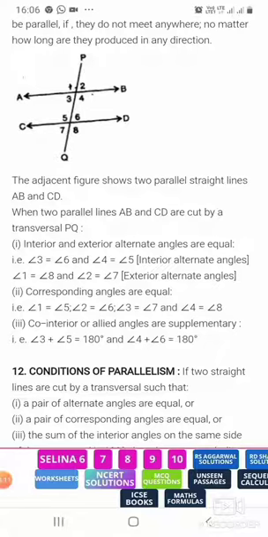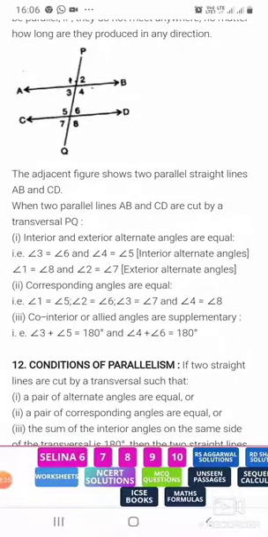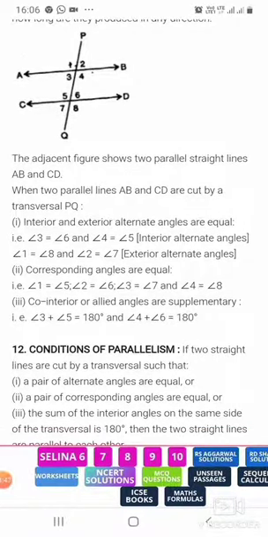Now if you take interior and exterior alternative angles here, you take for example angle 3 and angle 6. You can take angle 3 and angle 6 as an example for what? Interior alternative angles. Very simple. So, other side of it. Next, 4 and 5, both are interior angles and they are alternative angles. So angle 4 and angle 5 are interior alternative angles. I hope you understood this. Interior alternative angles are equal. Interior alternative angles are always equal.